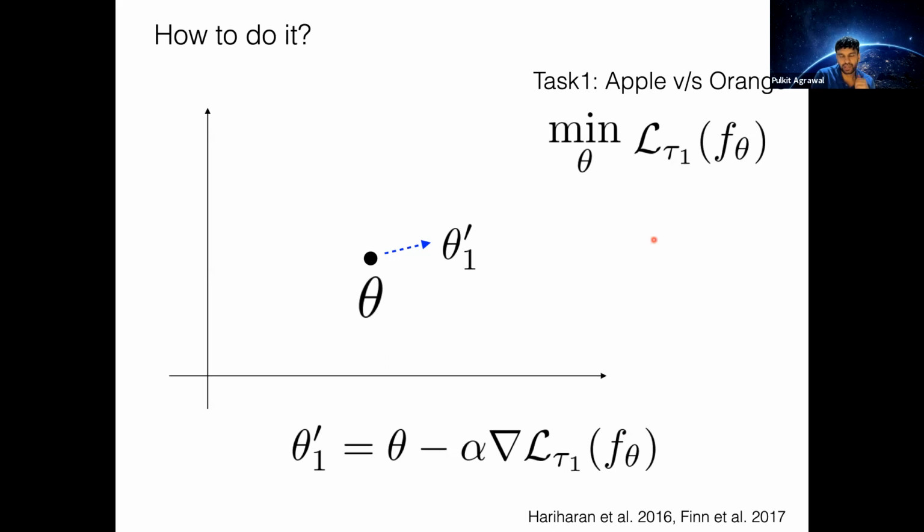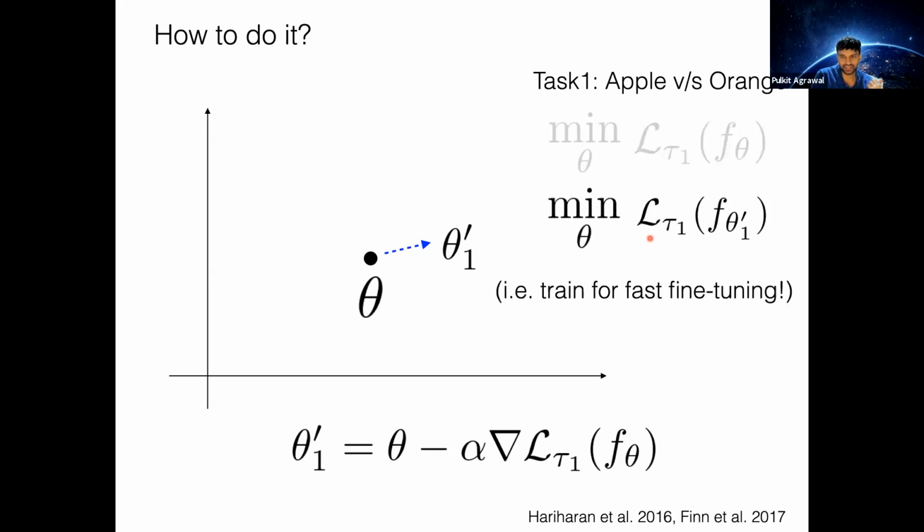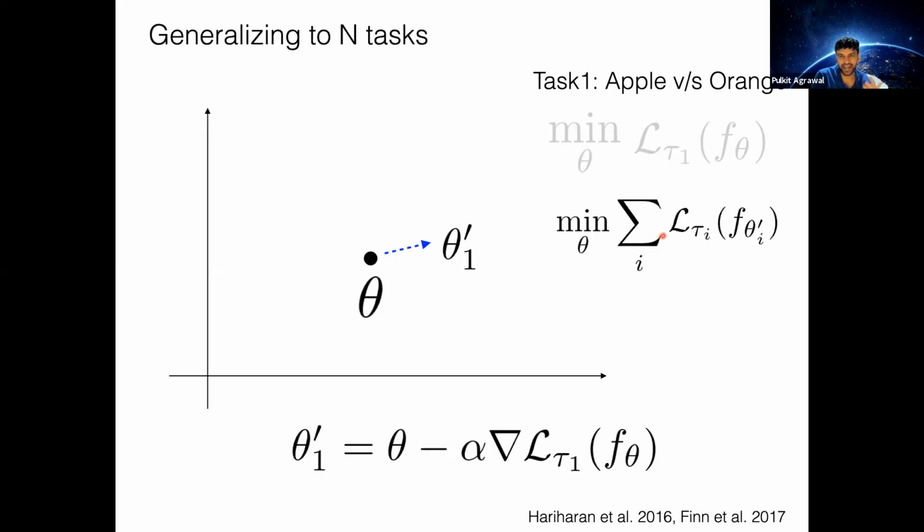But now what I can also do is say, well, I want to change my thetas so that my loss function at theta 1 prime is also low. So now I'm trying to change the theta to move it closer towards theta 1 prime. That is what I am doing: I'm training for faster fine tuning. Now, maybe it is not so apparent once I only have one task, but consider that I now have a collection of n tasks.